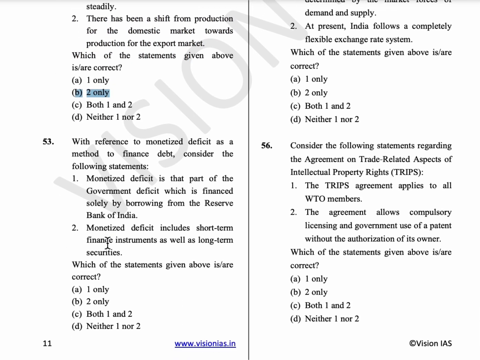53rd question, with reference to the monetized deficit as a method of financing debt, consider the following. Here, monetized deficit is the financial support given by the RBI to the center. Okay. So the first statement is monetized deficit is a part of government deficit which is financed solely by borrowing from the RBI. So the first statement is correct. Coming to the second statement, monetized deficit includes short-term finance instruments as well as long-term securities. So both these statements are correct. So option C.